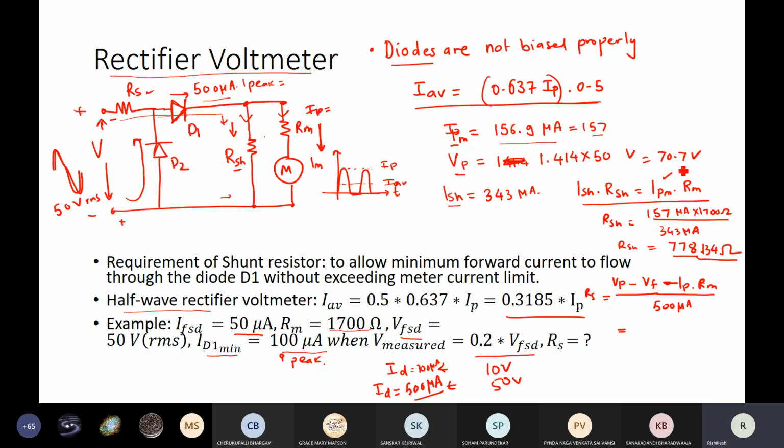Vp is already calculated, 70.7 minus 0.7, so 70 minus IPM into RM, divided by 500 microampere. How much is this?